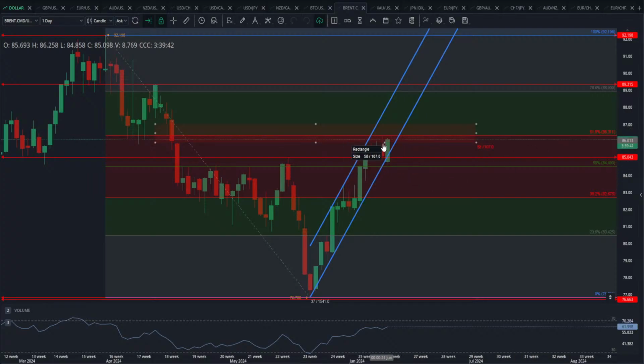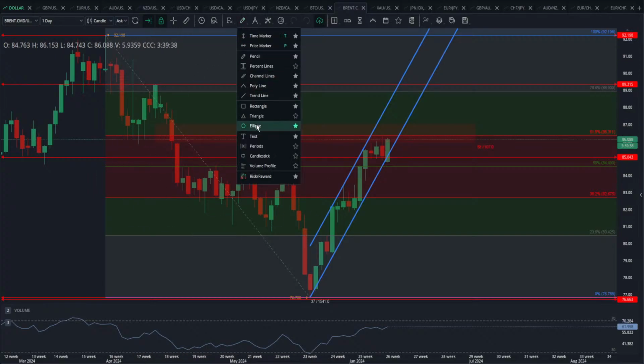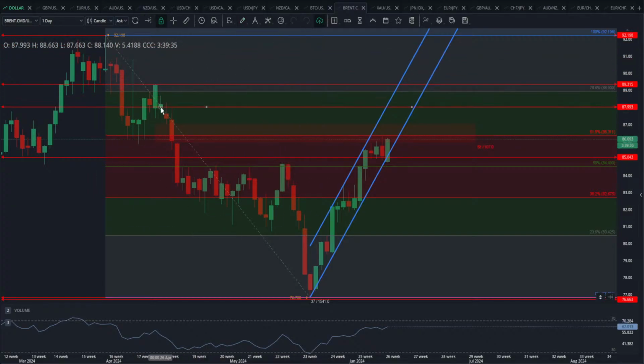Friday was not the right price, but I will be expecting the price to get sold off from this level. I will show you from this level. 88.12 is the level from where I would be looking for the price to get sold off. Let's see how things unfold.